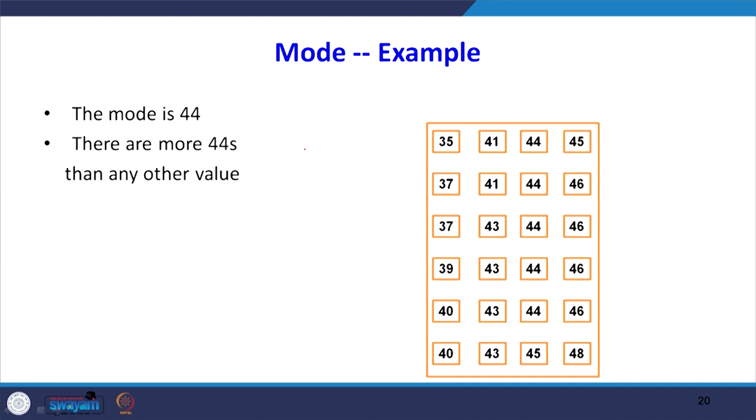See this one, a sample data set is given. For this data set, the mode is 44, because 44 is appearing the most number of times. How many times? 1, 2, 3, 4, 5. Okay. So the mode is 44, that is, there are more 44s than any other values.